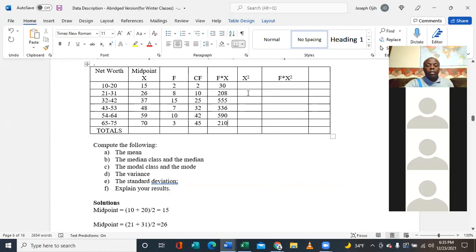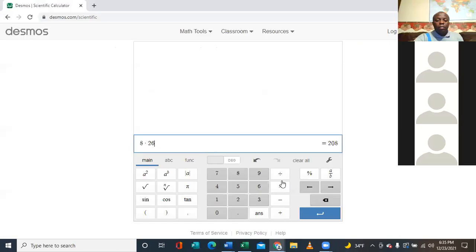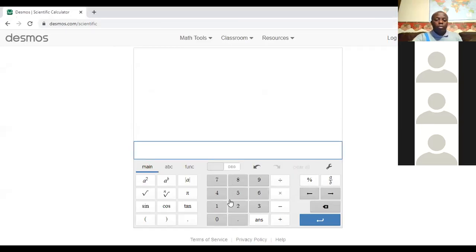Now, next is X squared. These are the X's. So that means square each of them. The first one is 15. So it means 15 squared. So going to your calculator, clear this, 15 squared is 225. So the first one is 225.